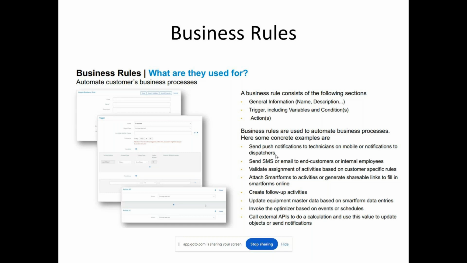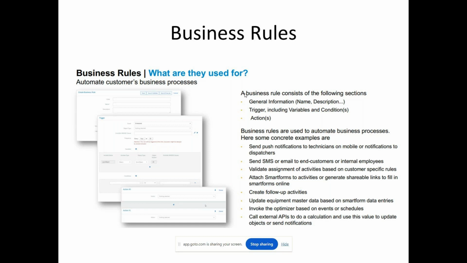I hope everyone is clear from the use case point of view on why we need business rules. But the important question is, how does a business rule work? In this section, we have three important things. First is your general information, which just talks about what the business rule is all about. Then the most important one, which is the trigger. And the third one is the action.